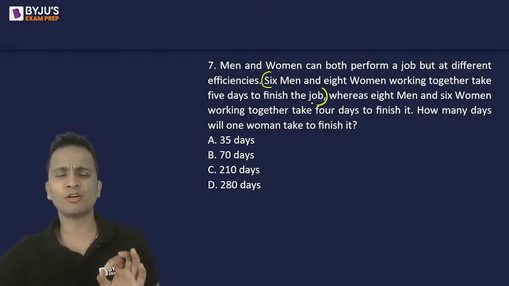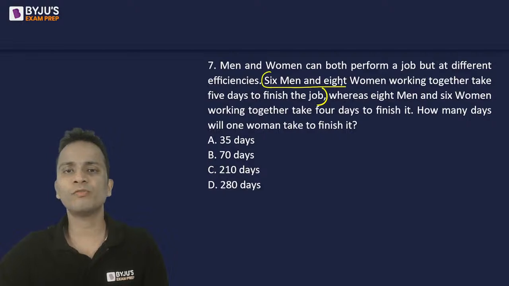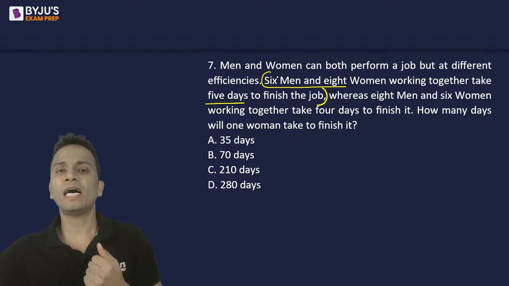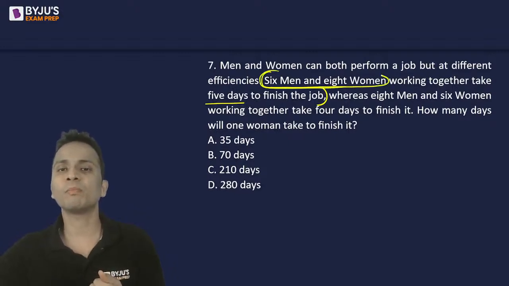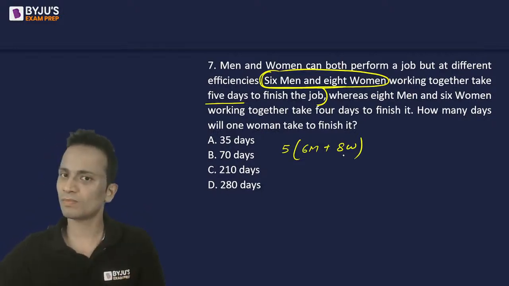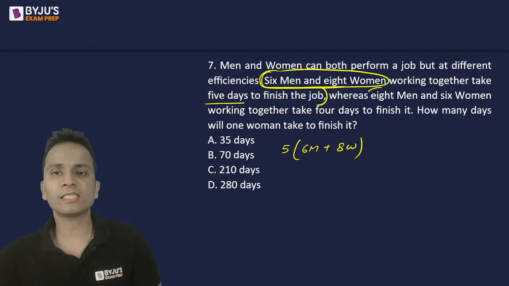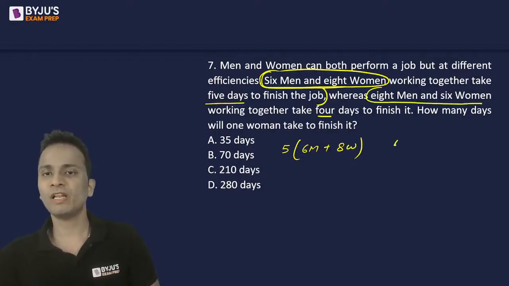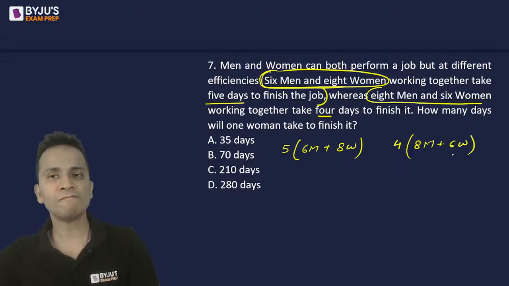Now, standard format of doing these questions. So this much workforce can finish in 5 days. So if I want to finish the work in one day, I will multiply the workforce by 5. So 5 times 6 men and 8 women can finish the work in one day. Similarly, the next set, 8 men and 6 women, they can finish in 4 days. So I'll multiply the workforce by 4. So 4 times 8 men and 6 women can finish in one day.